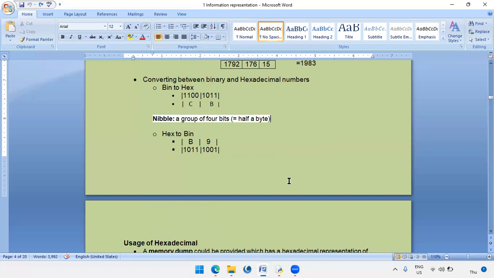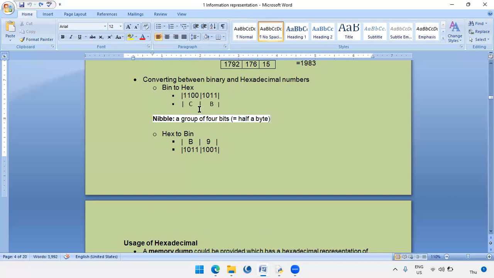And hex to bin, the other way around, the reverse of it. If it is B9, what? B, the value of B in denary is 11. So in binary, 8 plus 2 plus 1 is 11. This is how you write it in binary. So that nibble for B is 1011. And for 9, 8 plus 1 is 9. So that's the second nibble for the second digit.